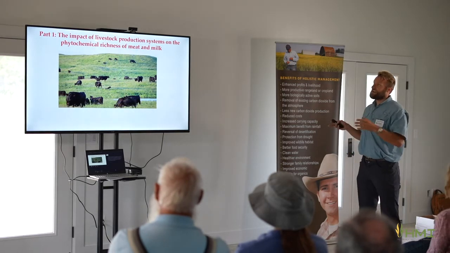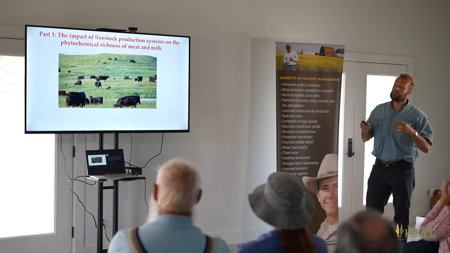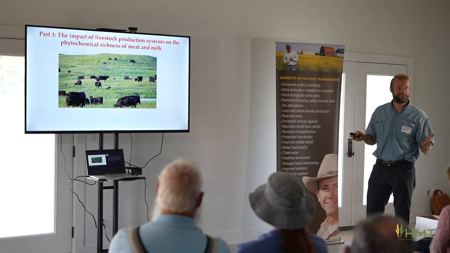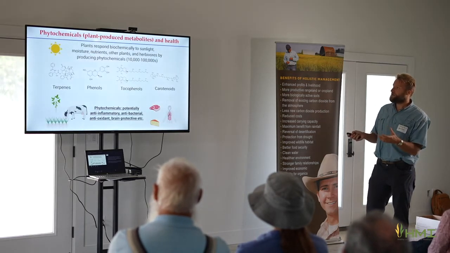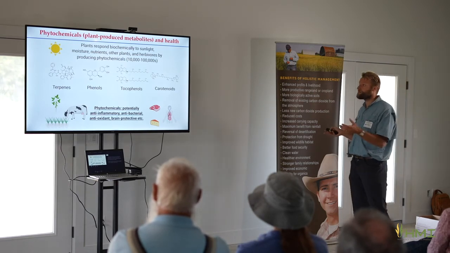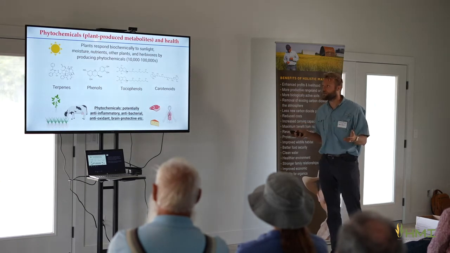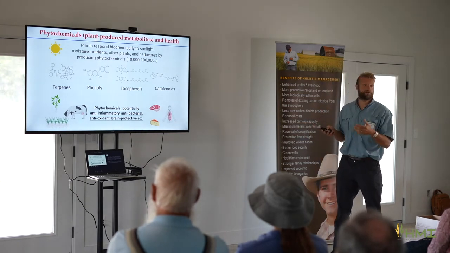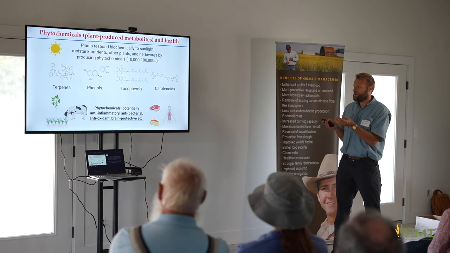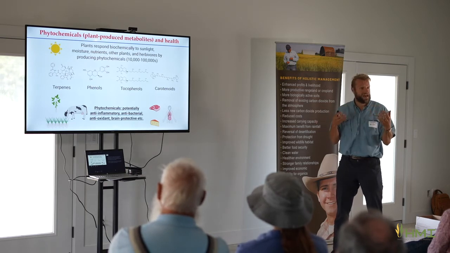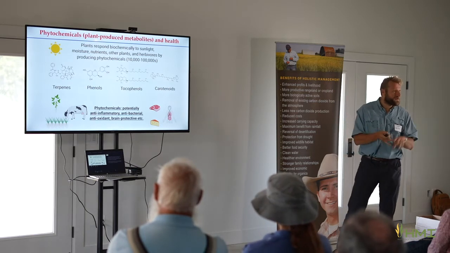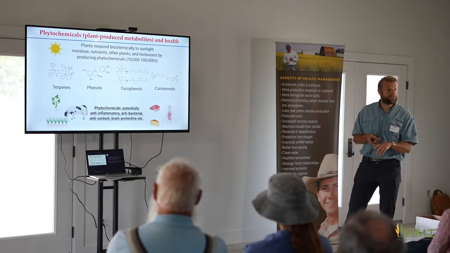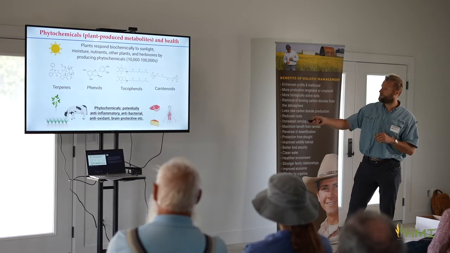Now, what we're going to look at is the impact of livestock production systems. Does the way that we raise our animals impact the nutrient density of our food? As Fred talked about, phytochemicals are plant-produced metabolites. Plants respond biochemically to moisture, nutrients, other plants, and herbivores, and they produce a wide variety of phytochemicals. These phytochemicals, when consumed by the animal and by us, potentially have anti-inflammatory, antibacterial, antioxidant, and brain-protective effects, etc. So a myriad of health effects.